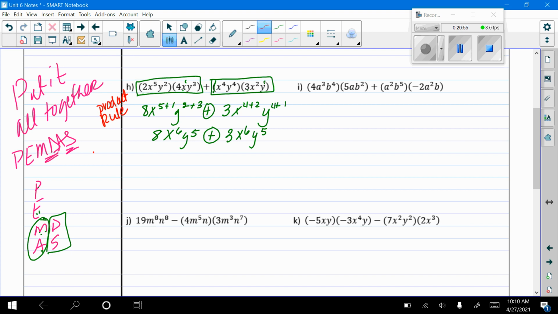And now I'm going to combine like terms. So I'm going to validate that this term and this term are the same. And if they are the same, then I can add them. So I end up with 8 of them plus 3 of them gives me 11 x to the 6th, y to the 5th.